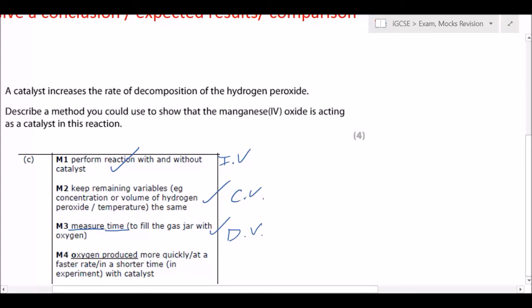Now obviously, as you can see here, we have to measure concentrations and volumes, but they're being kept the same. We're going to measure time, but time, we're hypothesizing, will change as we change the independent variable. So as we change with or without catalyst, we expect the time of the reaction to change. And then finally, this is almost your comparison, what you would expect: oxygen is produced more quickly, at a faster rate, with the catalyst. So there's the full marking.